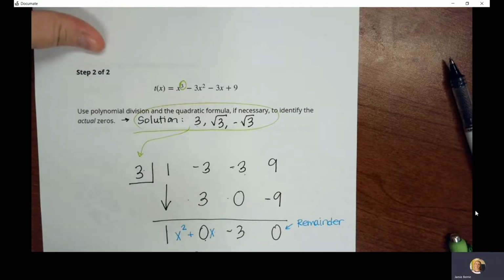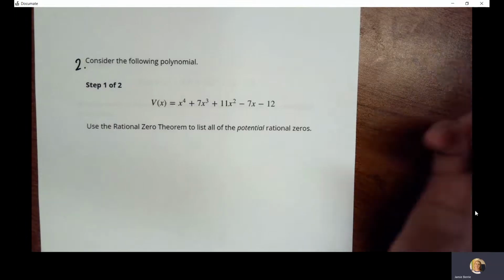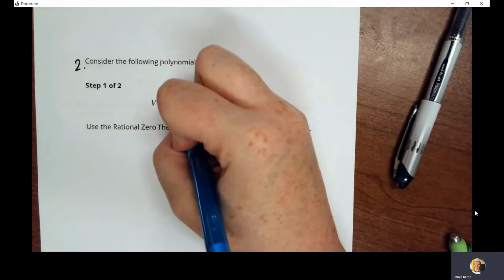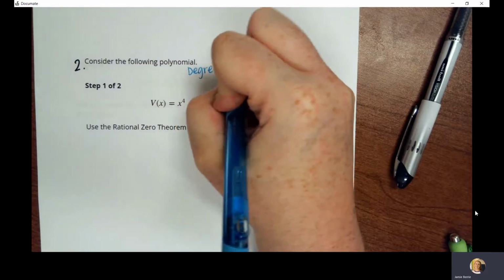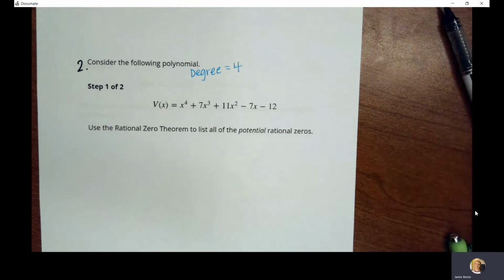Let's look at another example that will be a little bit easier. Okay. Consider the following polynomial. V of x is x to the fourth plus 7x cubed plus 11x squared minus 7x minus 12. Use the rational zero theorem to list all of the potential rational zeros. How many actual zeros should we have? What's the degree here? Degree is 4. Degree tells us how many zeros we're going to have. So there should be 4 in total, 4 zeros of this function.